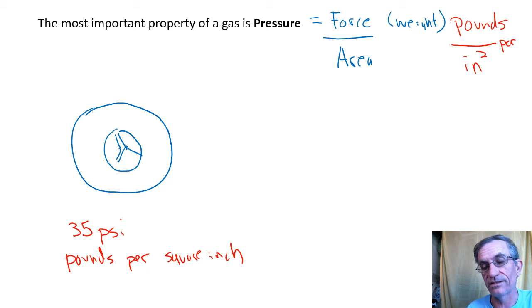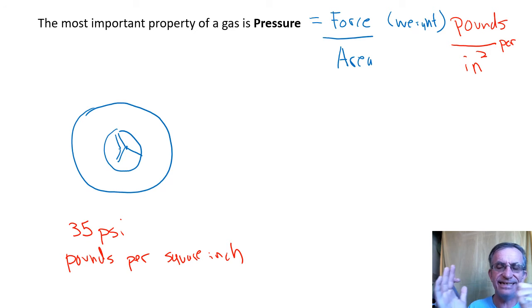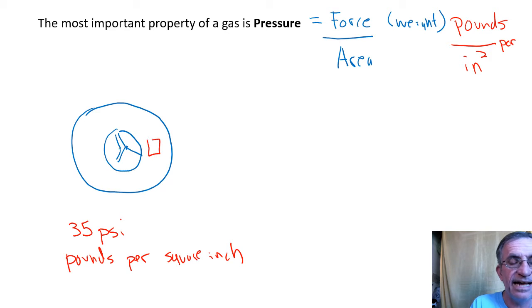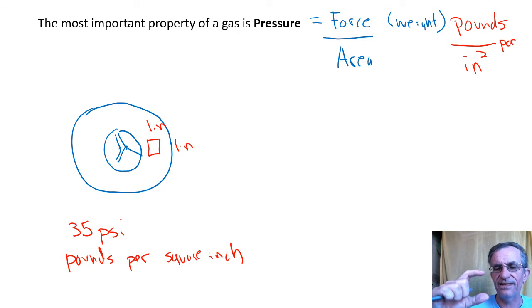So how does that relate to the car tire? When you inflate the car tire, you force a bunch of air into it. The air molecules aren't just sitting there, they're moving around and hitting the inside walls of the tire. When they hit the walls, they push on them. And they push with enough force that on every 1 inch by 1 inch piece, which isn't very much, maybe like that, they're pushing with 35 pounds of weight, 35 pounds of force.